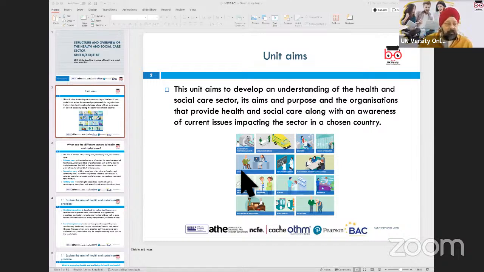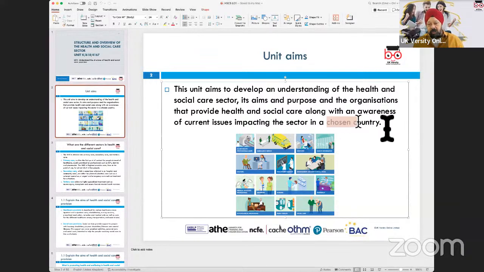Now, the main aim of this unit that you're looking at is to understand the health and social care sector. One of the key things that you look at is that you need to have an organogram. Just like you have an organization, we want to be able to see an organogram, which is primarily a structure of how this particular sector works in the UK.